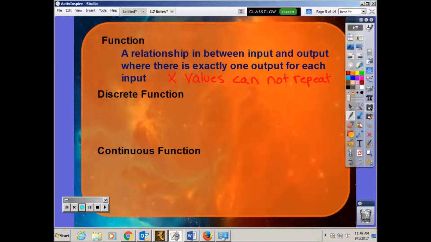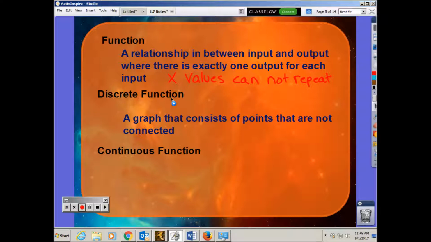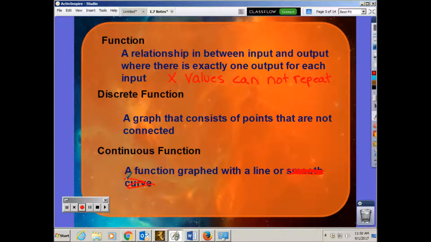A discrete function is basically a graph that only contains points. And a continuous function is basically when you connect those points. Again, the definition says a smooth curve here. I don't like this because even though this is true in Algebra 1, it's not true in Algebra 2. You get things like absolute value equations, and then they don't have a smooth curve.